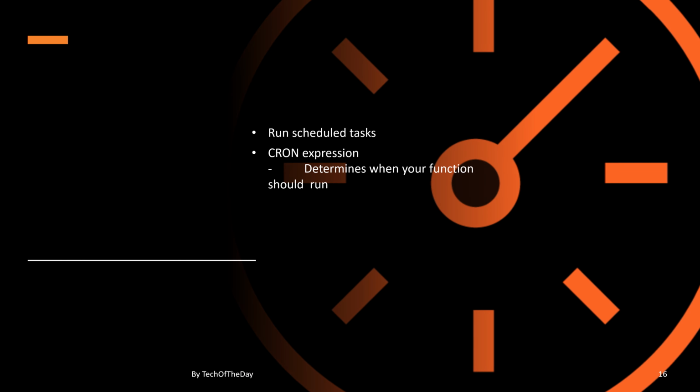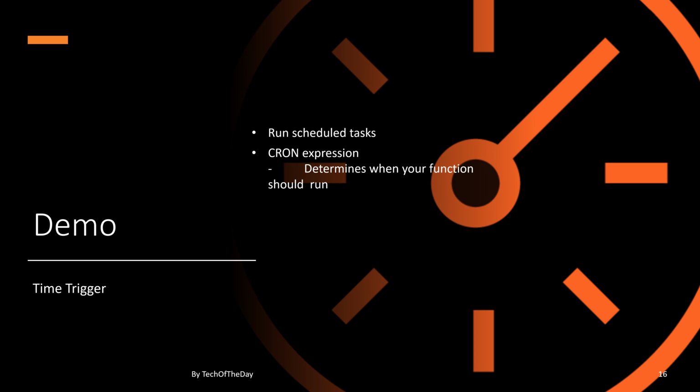We are again with the triggers. So now recently we talked about HTTP trigger. Now we want to talk about time trigger. Time triggers are a simple but powerful way to run scheduled tasks in the cloud. When you use a time trigger, you provide a cron expression that determines when your code function should execute.